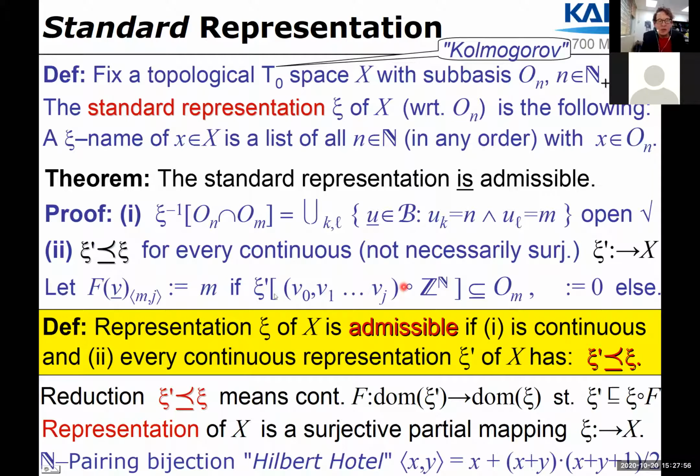Okay. So this is indeed a translation from Xi prime names to Xi names, which is continuous, and that's the second condition for being admissible. And the first condition, we've already verified, is continuous, and thus this concludes the proof that the standard representation is indeed admissible, and therefore every topological Kolmogorov space with countable subbases has an admissible representation, namely the standard representation.